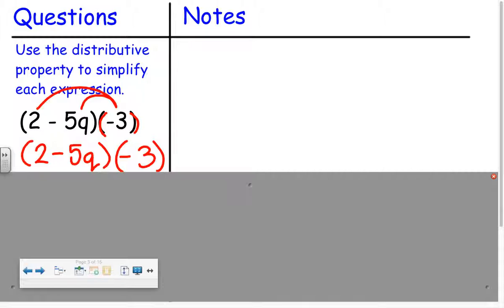So if I start with the negative 3 times negative 5q, negative 3 times negative 5 is positive 15. Negative 3 times positive 2 is negative 6. So 15q minus 6 is my answer.